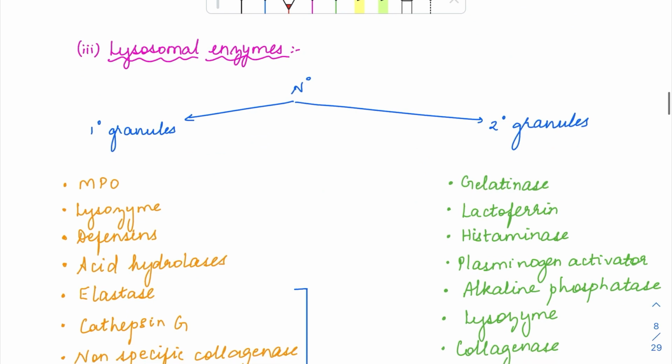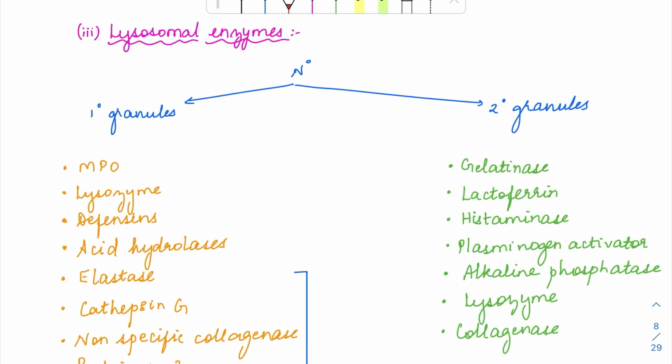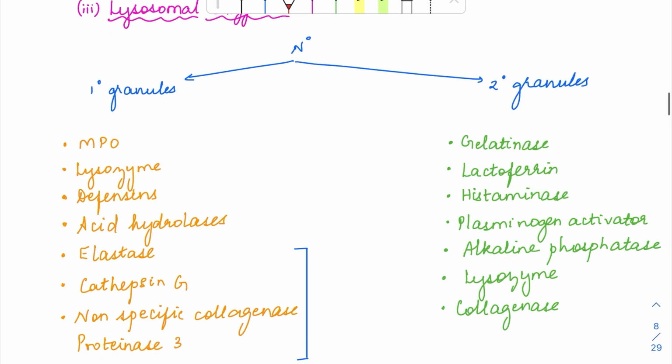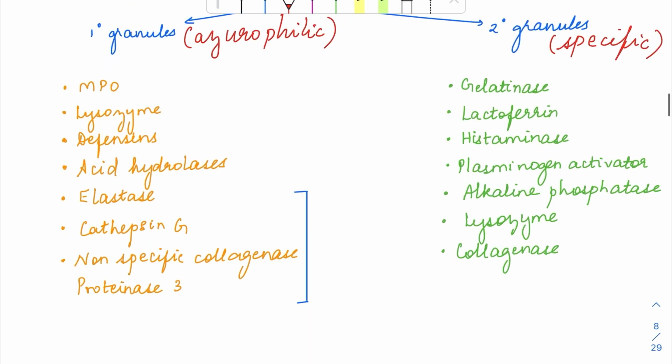The third type of killing will be with the help of the lysosomal enzymes. So we know the phagocytic cells contain lots of granules, especially the neutrophils. The neutrophils contain two types of granules. The primary granules, which are also called the azurophilic granules, while the secondary granules are called specific granules. So the primary granules contain MPO, which is myeloperoxidase, which was involved in the MPO halide system, right?